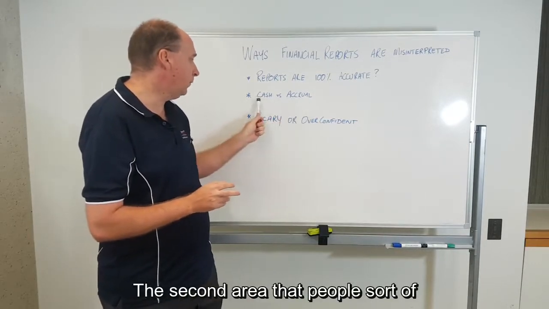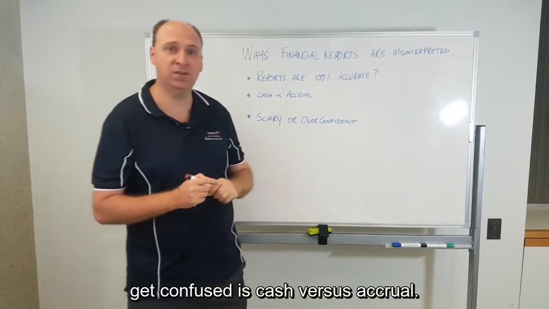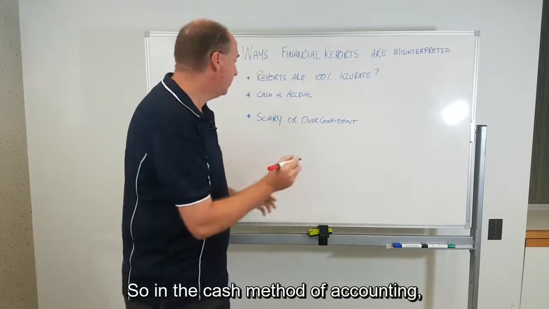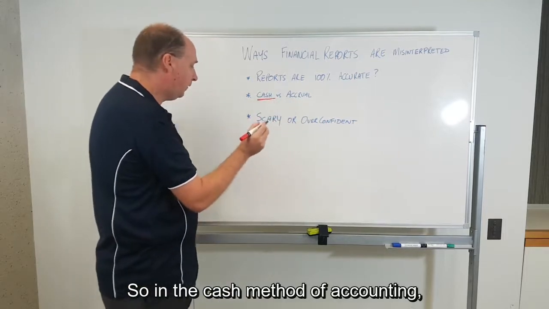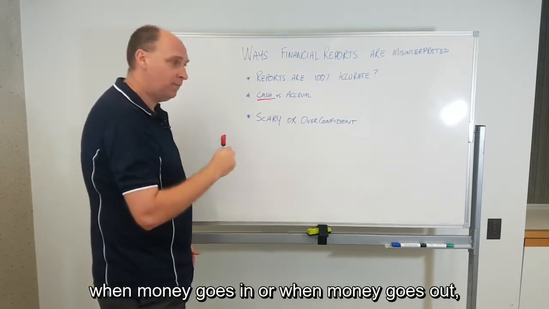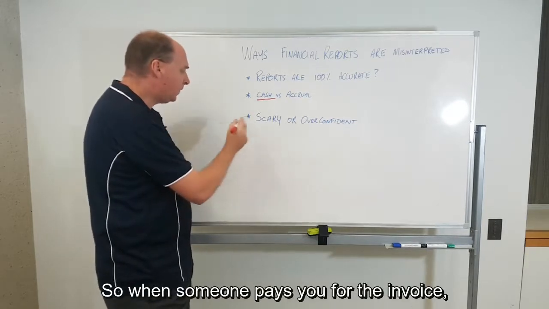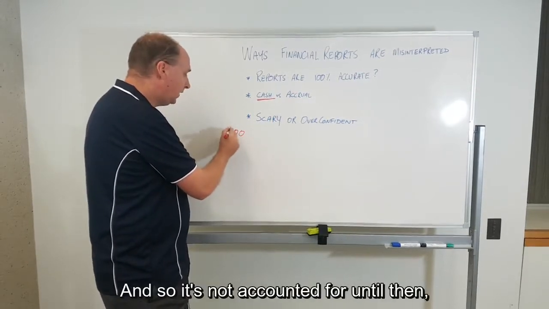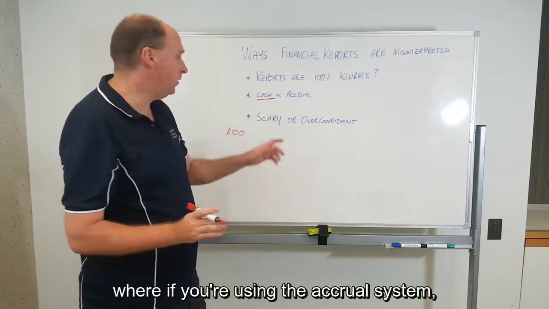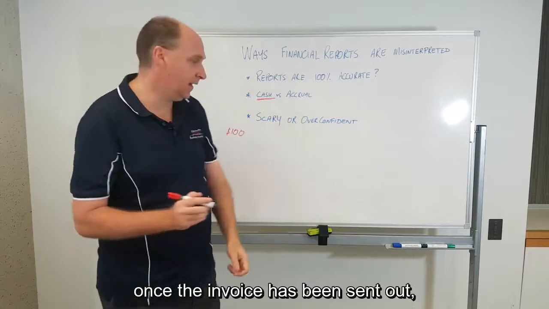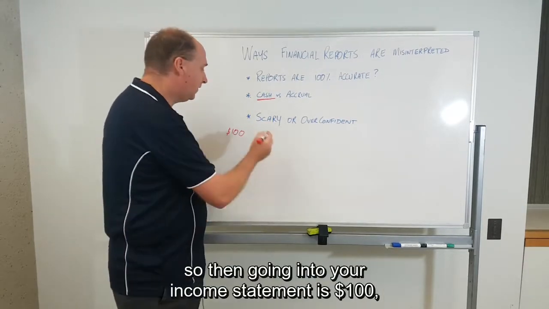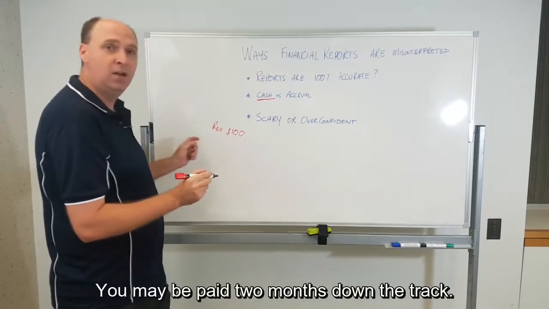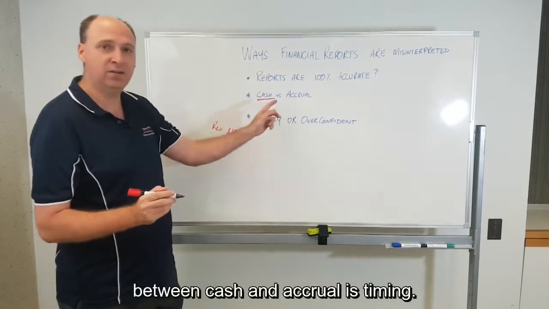The second area where people get confused is cash versus accrual, which really comes down to a timing difference. In the cash method of accounting, when money comes in or goes out, that's when it's accounted for. So when someone pays you for the invoice and your bank goes up $100, then your sales go up $100, and it's not accounted for until then. If you're using the accrual system, once you send an invoice out for $100, $100 goes into your income statement, but you haven't been paid. You may be paid two months down the track. So the big difference between cash and accrual is timing.